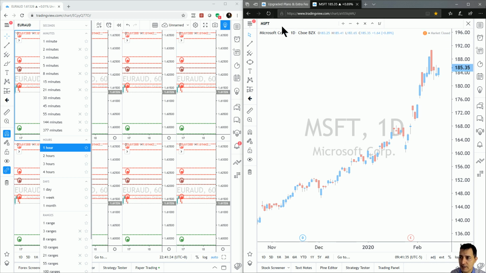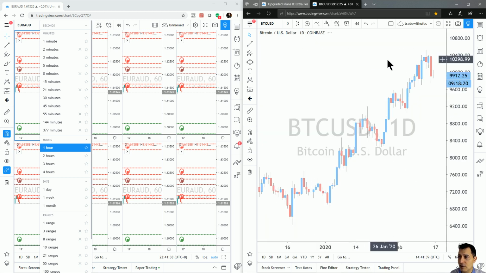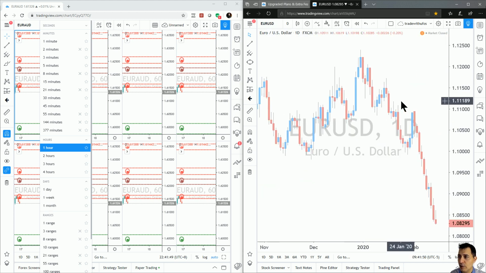If I look at, for example, Bitcoin, cryptocurrencies trade 24 hours a day, don't they? They never stop. So what's going to happen? Okay, we've got nothing on the top. What does that mean? It's real time. Okay, what if I look at the euro US dollar? Okay, the euro US dollar does close. So it says market closed.